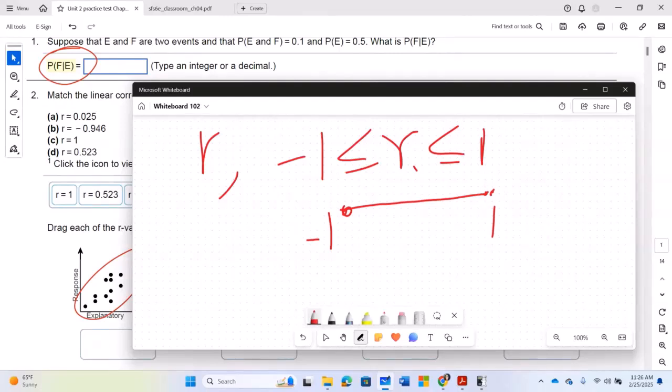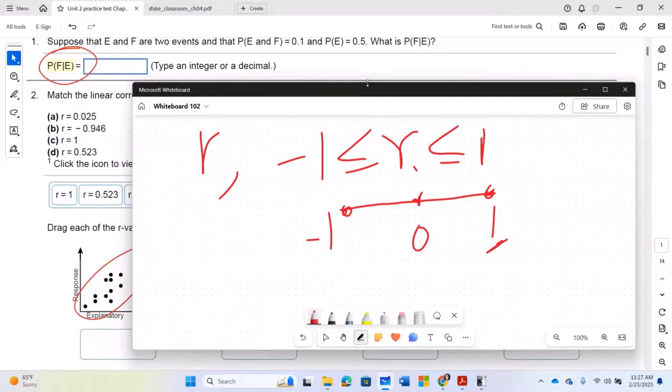The other day, I hope you watched the video from the other class. When r is equal to -1, it means perfect negative linear relationship between the explanatory variable and response variable. When r is equal to 1, it is perfect positive linear relationship. When r is 0, it means no linear relationship between the explanatory variable and response variable.